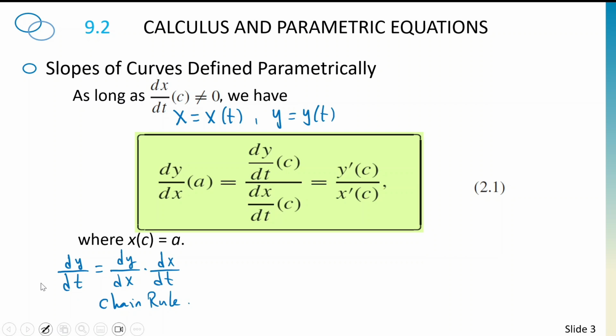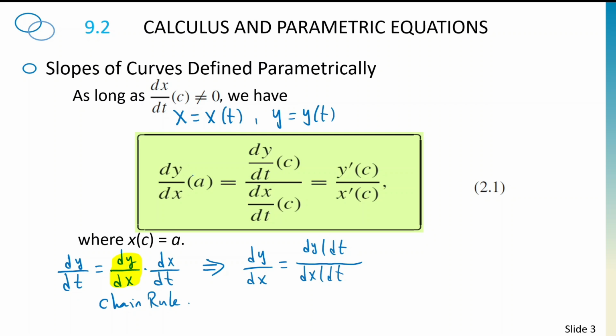Now, if I just look at this equation and solve it for dy over dx, this is what I get. So dy over dx equals dy over dt divided by dx over dt. Okay, so this is where we get this rule about the first derivative.